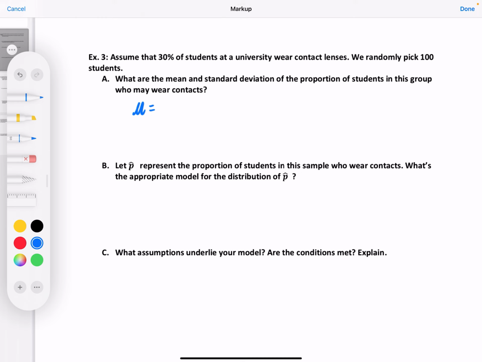It is 0.30, right? Yep. I'm so good. Okay, standard deviation.